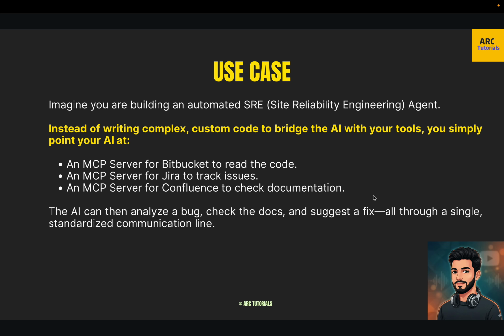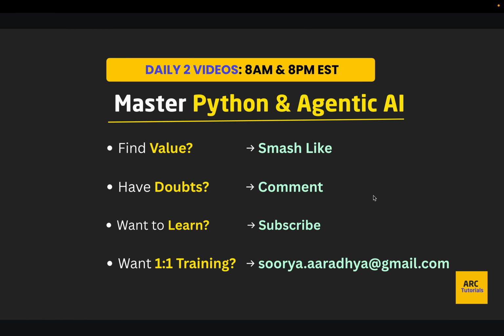Now, what are the use cases? Imagine, let's say you're building an automated site reliability engineer, the agent that we were building earlier on in the episodes. Now, instead of writing complex custom code, we will use AI. So our AI agent will communicate with the MCP server for Bitbucket, Jira, Confluence, etc. So the AI can automatically analyze a bug, check the documentation, suggest a fix, all through a standardized communication line, which is called the MCP protocol. I hope the concept of MCP is clear.